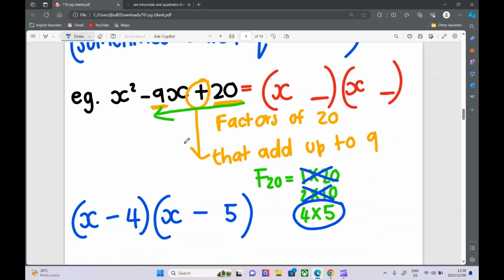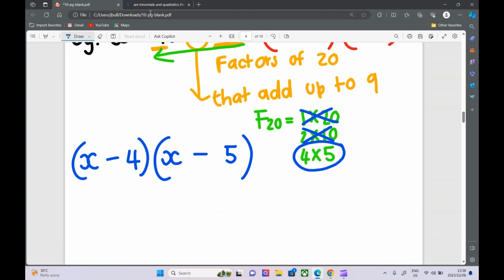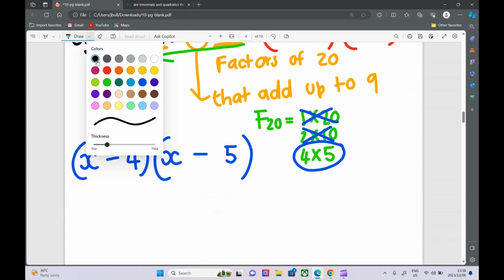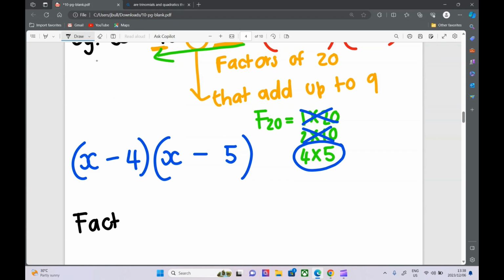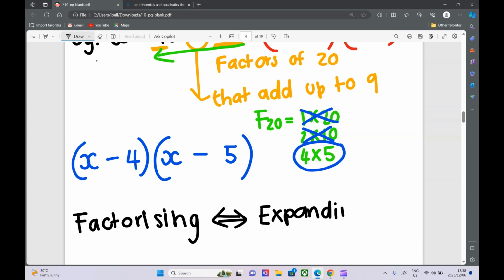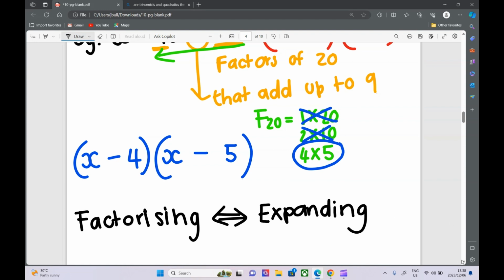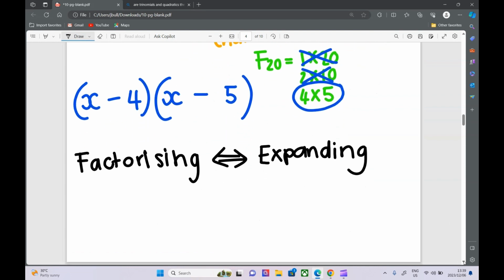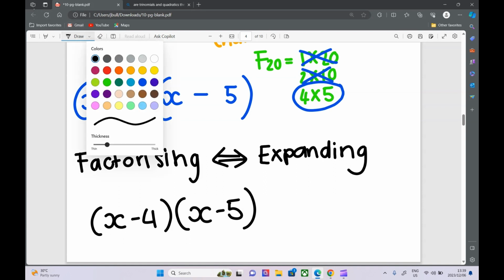Remember, we're doing factorization. The opposite of factorization is expanding. Okay, so let's just write that down somewhere. So factorizing, the opposite of it is expanding. Okay, so if I want to check, did I do my factorizing right? What I can do is I can expand these brackets. So I'm going to test that then. I'm going to say, okay, this x minus 4, x minus 5. Let me expand this out and see if I get the original expression.